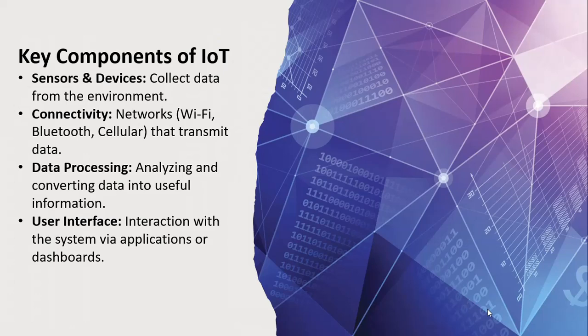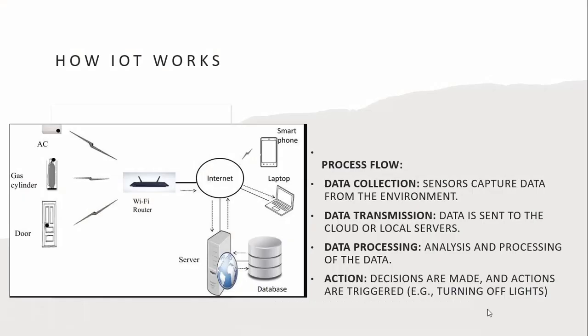Data processing: analyzing and converting data into useful information. So whatever the sensors sense will be converted into data that will be useful to the user. From that, what is derived will be sent to the user. Then user interface: interaction with the system via applications or dashboards. Like what we are seeing, that will be our user interface, what the user can see, the dashboards and applications.